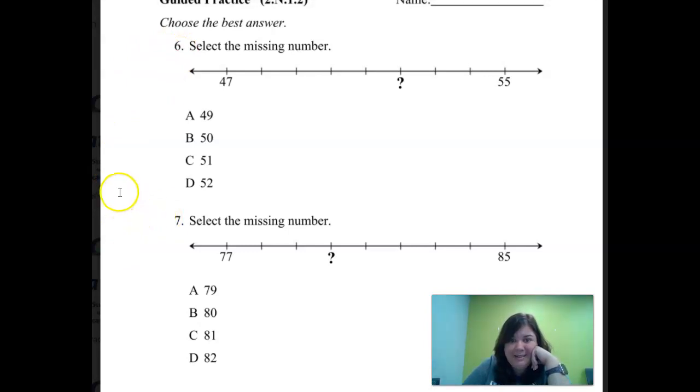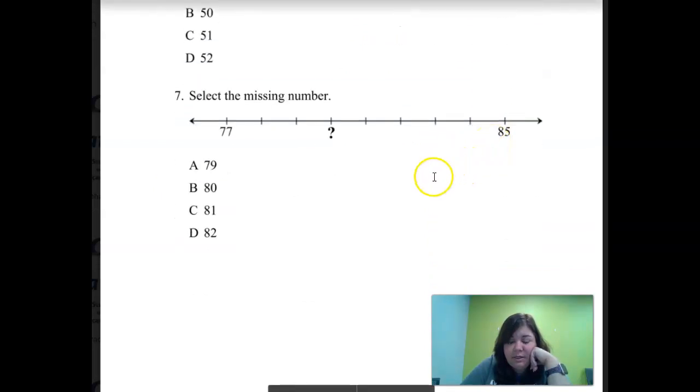Okay. I hope you got the correct answer. Let's count it out. 47, 48, 49, 50, 51, 52. So you should have gotten D, 52 on number 6. Look at number 7. We know 77 and 85. So 77, 78, 79, 80. The question mark is on number 80, B. Did you get that correct? If you didn't, you just need to practice counting those bigger numbers, okay? That's okay. You've got to just practice every day.